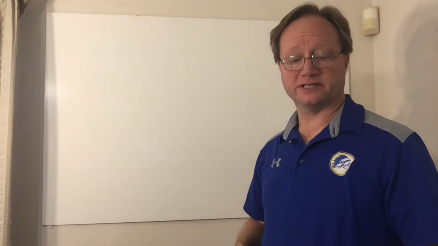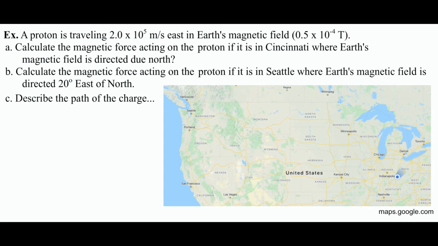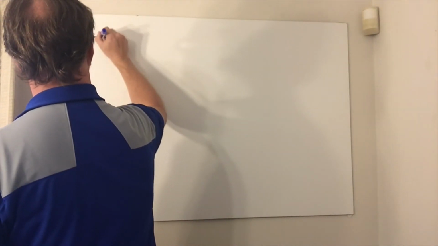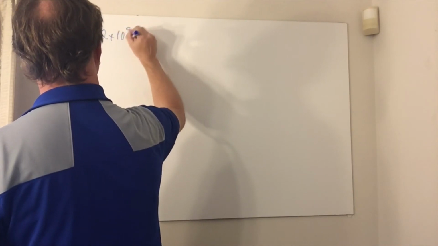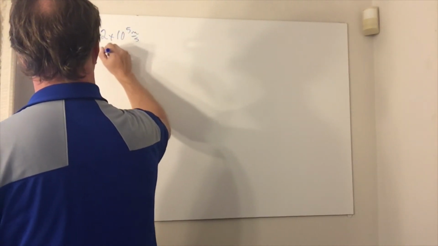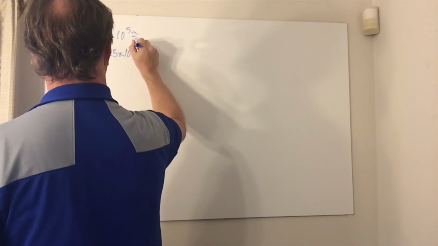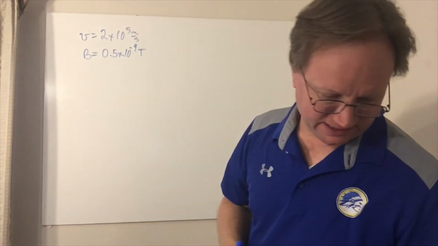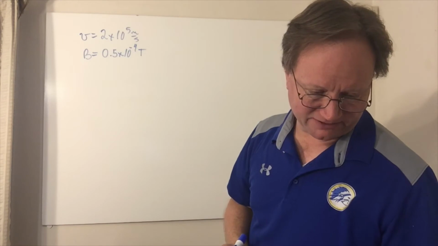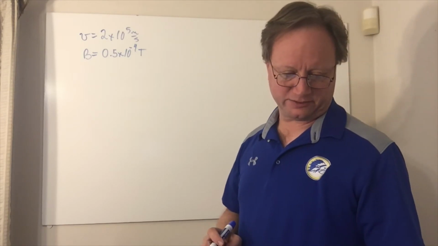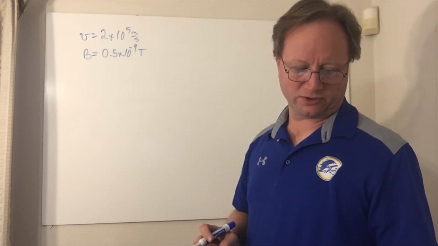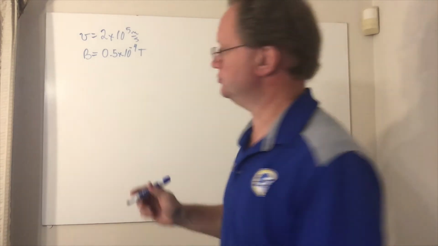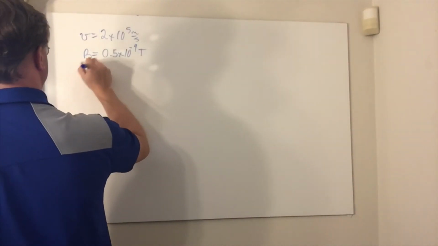So now let's consider an example. We have a proton that's traveling 2 times 10 to the 5th meters per second east in Earth's magnetic field, and you're given a value for the magnetic field. So V is equal to 2 times 10 to the 5th meters per second. B is equal to 0.5 times 10 to the negative 4th Teslas. And we want to calculate the magnetic force acting on the proton if it's in Cincinnati, where Earth's magnetic field is directed due north. Okay, so we know it's a proton.